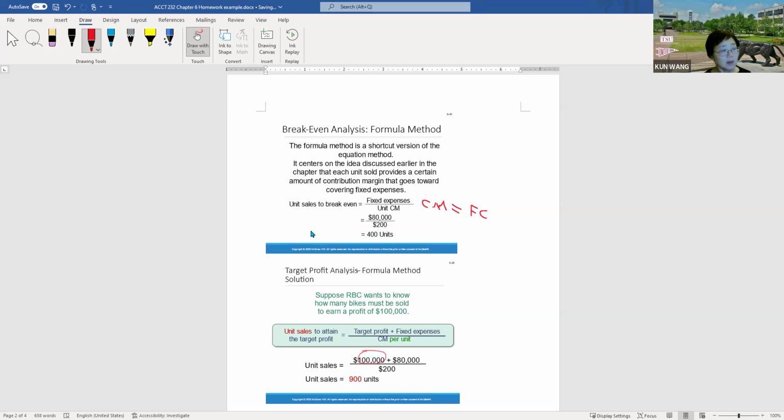The sales units to break even for a company, you use the fixed expense total divided by the contribution margin per unit, because the total contribution margin is per unit times the break-even units. So for the bicycle case, we got 400. We also proved this using the worksheets yesterday.